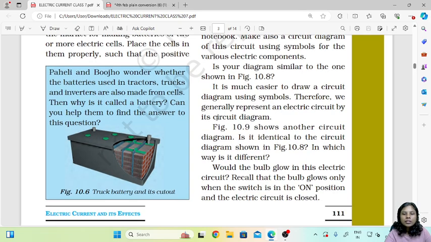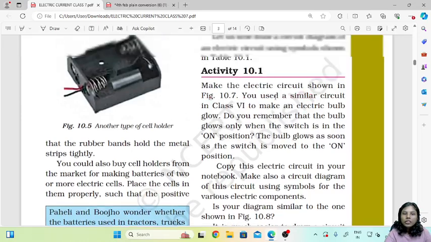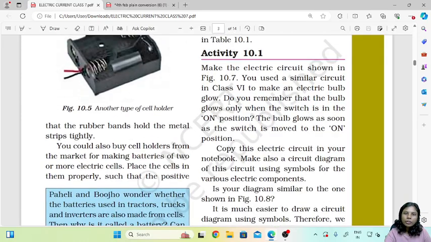So here we see that in our previous experiments, only when you turn the switch on, the bulb glows. When you turn the switch off, the bulb goes off. So what they are telling us is you have to make such a circuit and then use the symbols to represent that electric circuit.